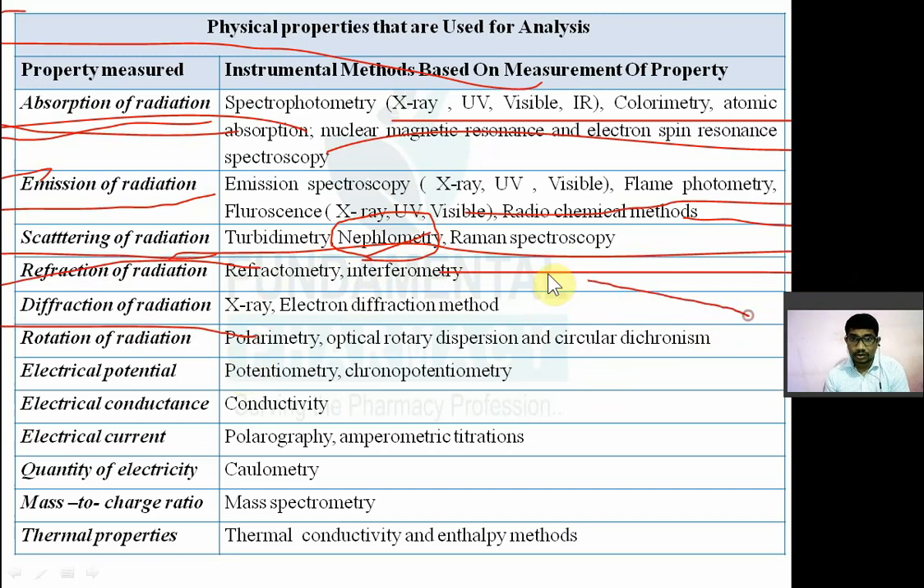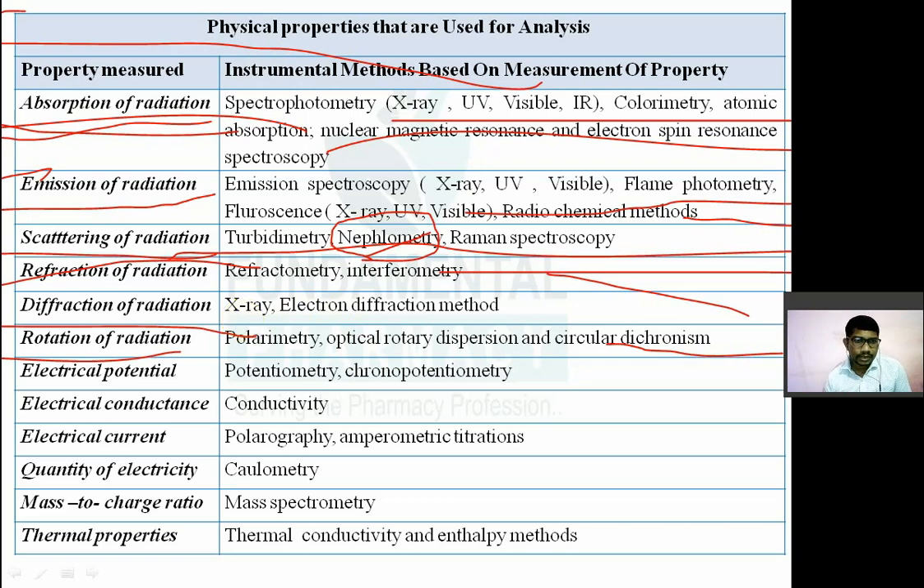These kinds of spectroscopy. Then rotation of radiation is involved in polarimetry, optical rotary dispersion and circular dichroism. If a compound is optically active, it will rotate the plane polarized light either clockwise or anti-clockwise. So for that, rotation is measured. In polarimetry, rotation is measured. Optical rotary dispersion also deals with the measurement of rotation of radiation. Circular dichroism also measures the rotation of radiation.